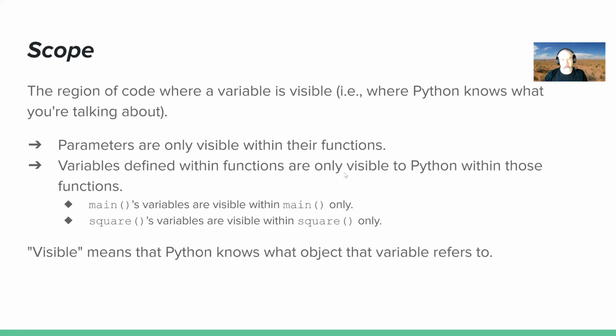Variables defined within functions are only visible to Python within those functions. So meaning that main's variables are only visible within main, square's variables are only visible within square, right? And square's variables, when you're defining square, would in fact be those parameters, right? And by visible, we just mean that Python knows what object you're referring to, right? So if in square you're using a turtle as your parameter, and you try to use the variable a turtle in main without having previously defined it anywhere other than in square, Python won't know what you're talking about because it's not visible to Python in main.